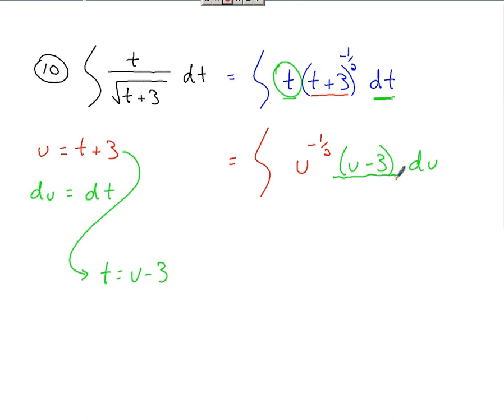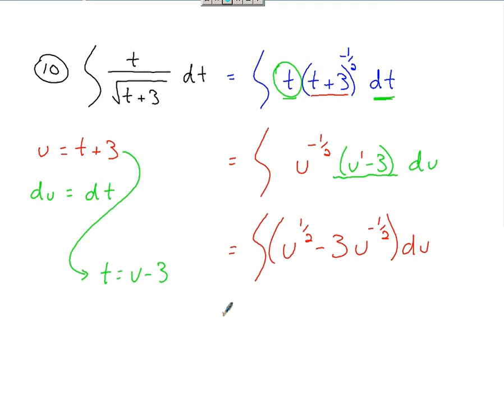But we still have this product, but is this something we can multiply out? Yeah, we could distribute here. If we distribute the u to the negative 1/2 through to this u to the first, adding our exponents, we've got u to the 1/2 for that first term. And if we take that u to the negative 1/2, multiply that by 3, well, you just have 3 u to the negative 1/2. We still have the du. So basically what we're taking the antiderivative of is right here, that expression.